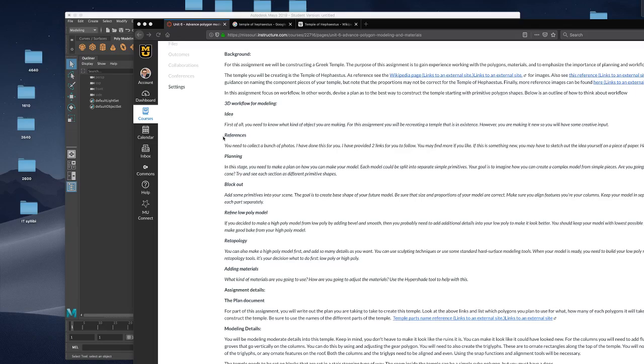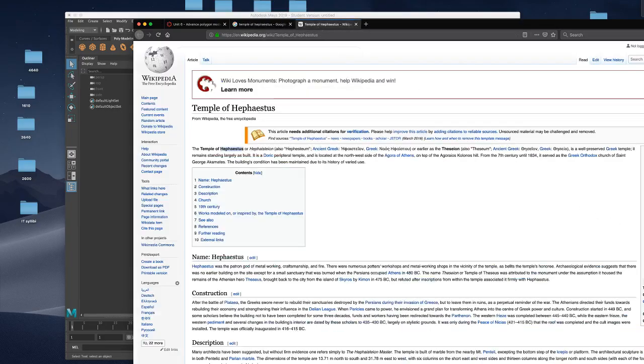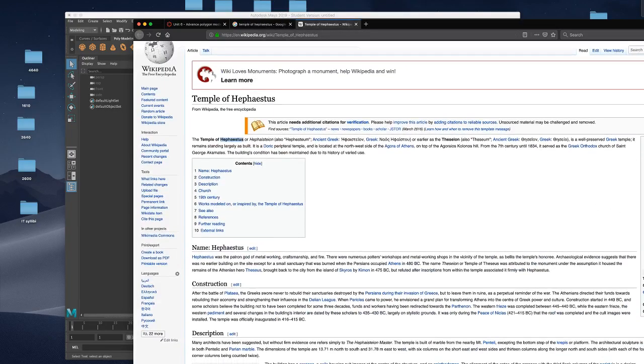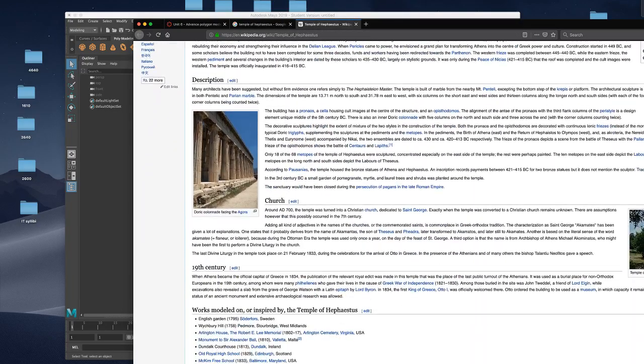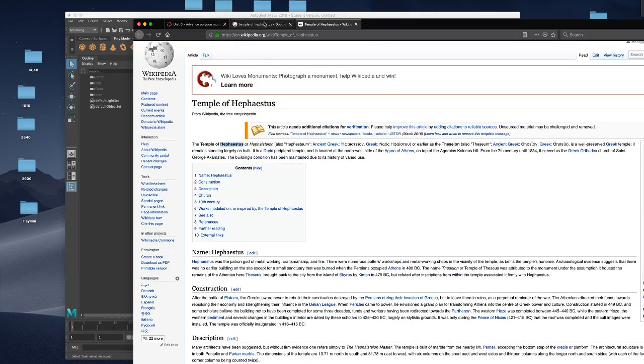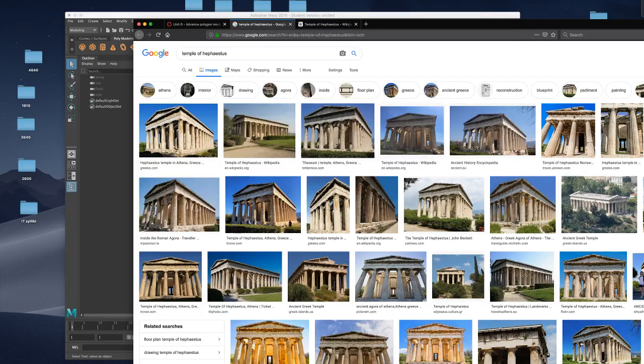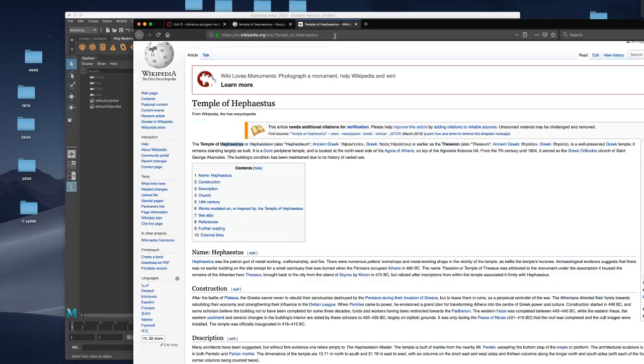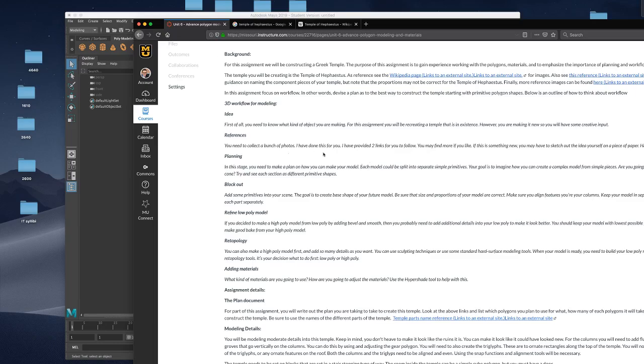I already have references for you as well, where I have a couple of pages pulled up, including a Wikipedia page where you can look at it in a couple of different directions. And of course, there are all kinds of Google searches you can look at. This is going to help you with getting a plan, where we're trying to figure out how many shapes we're going to need and what we're going to use.